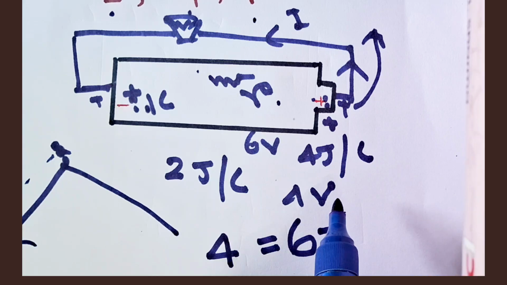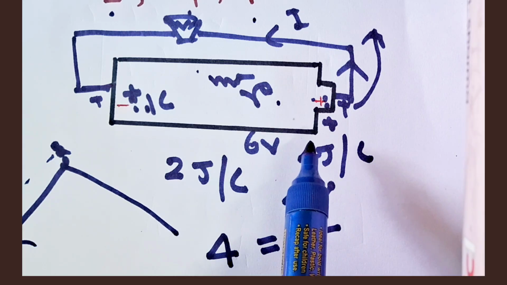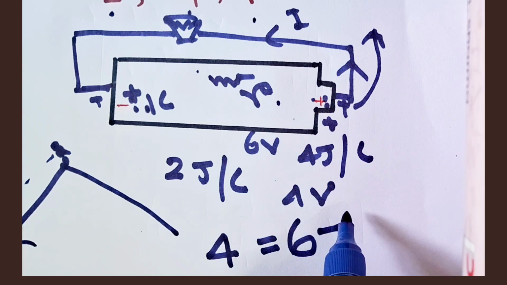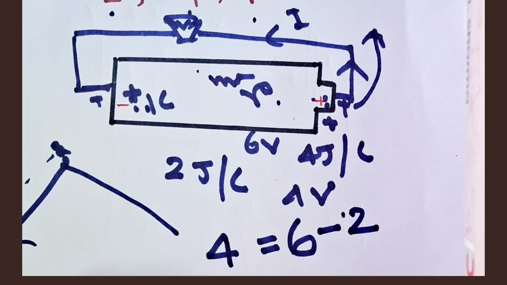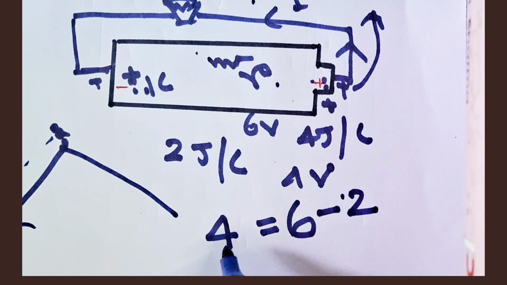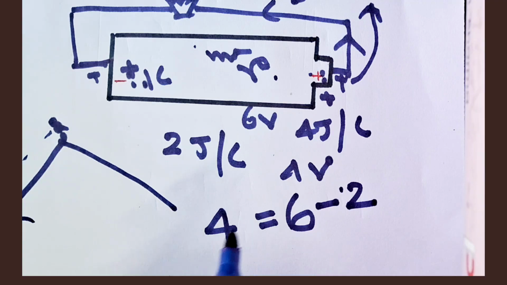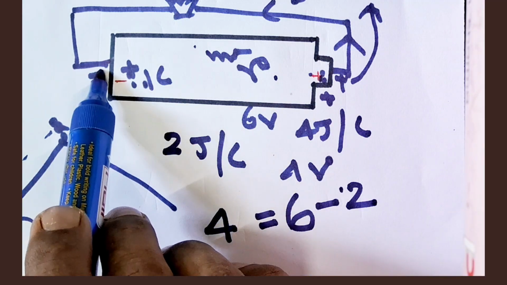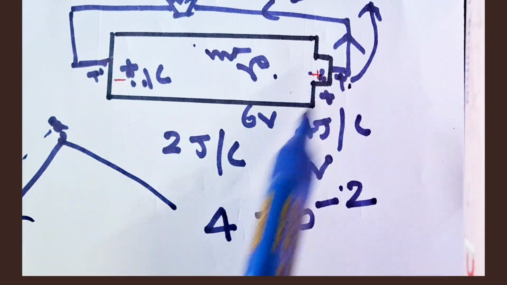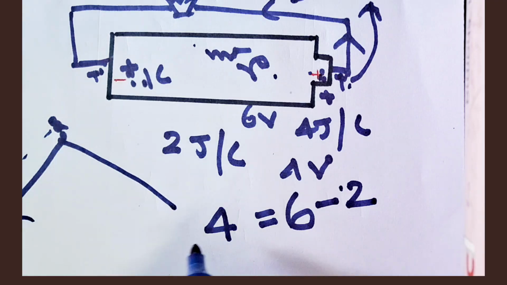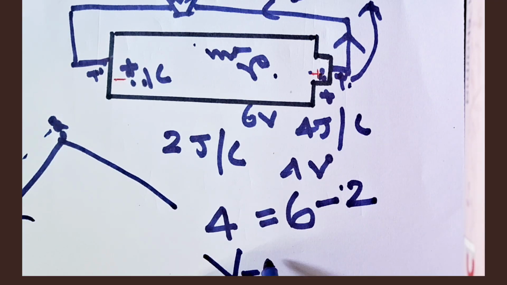What amount of energy loss? That is 2 joule per coulomb, which is nothing but 2 volt. It is like this. And this 4 is your terminal voltage. It means the potential difference between this terminal and this terminal will remain 4 volt. So that's why you can say that is VT, terminal voltage.